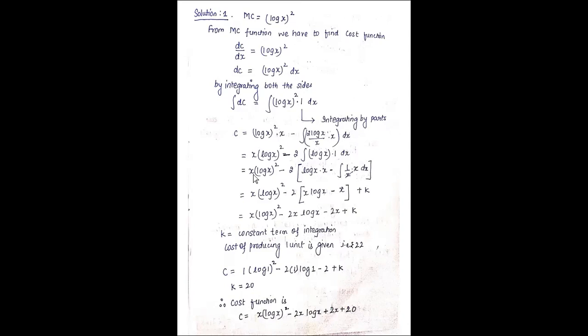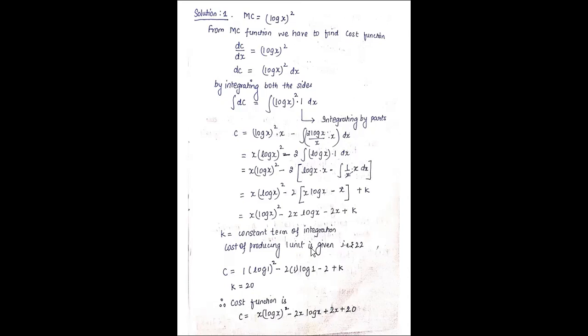So we get x (log x) whole squared minus the integral of 2 log x into 1. Now 2 log x by x times x will be cancelled. Again, the integration of log x will be x log x minus x. So after integration we get this. K is the integral constant because C is the cost here. Usually we use C as the integral constant, but here C is present for cost. This is why we are using K as the integral constant.